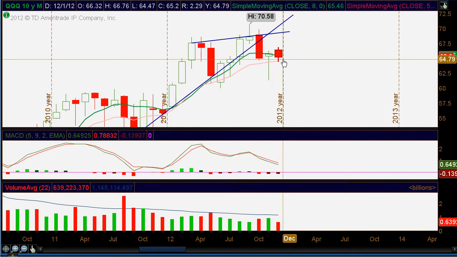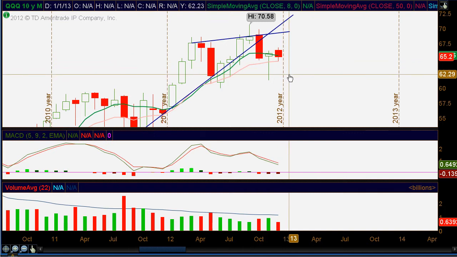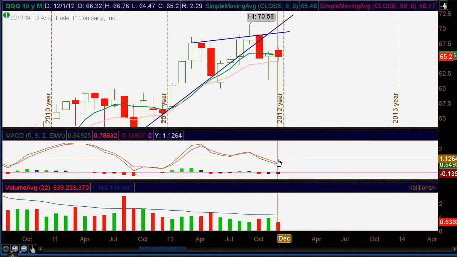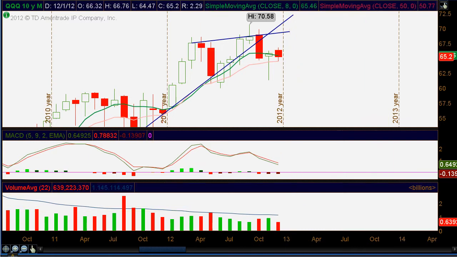But if we see a follow through, a breakout through the low of this month, which was at 64.47, and we also close below it, we could see continuation to the downside. Also make sure that the MACD is confirming together with the volume. I hope this little analysis helps you a little bit.